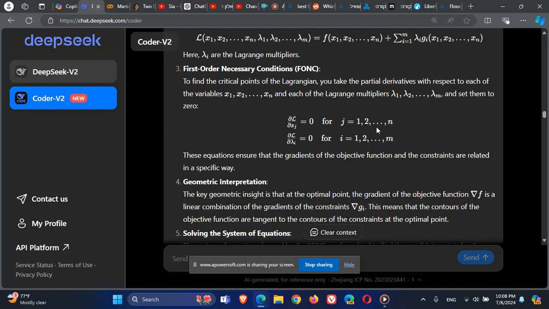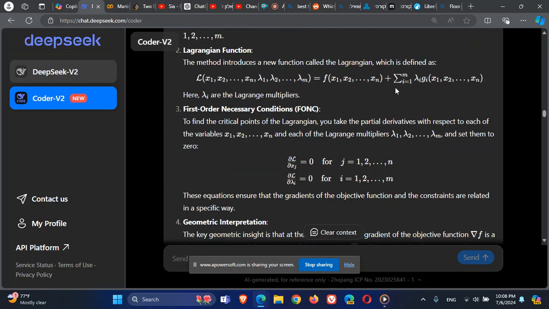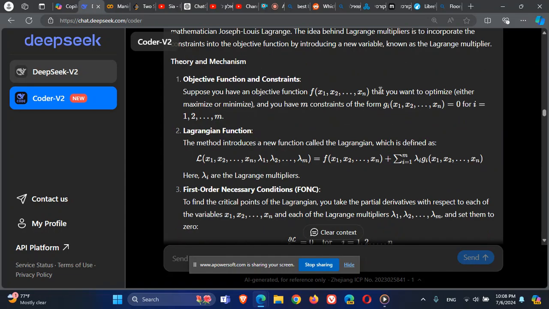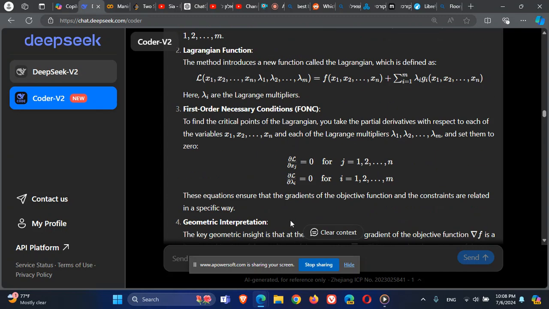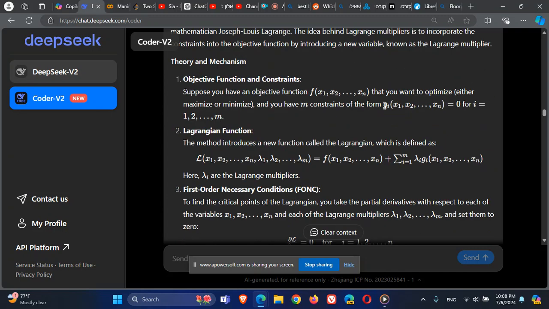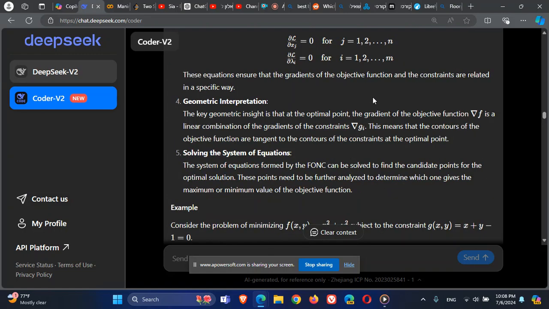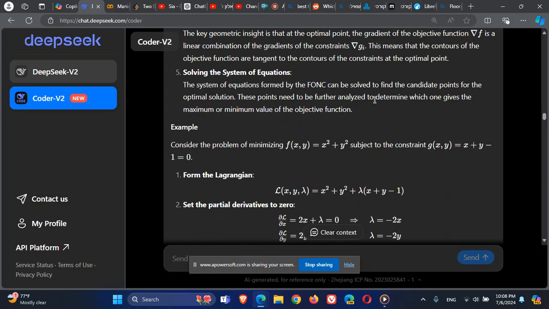So we're taking the derivative of the Lagrangian we built with respect to each variable x, which are the variables of the function, and with respect to each Lagrange multiplier, which will be just a constraint. So we already know what it is. So let's see an example.